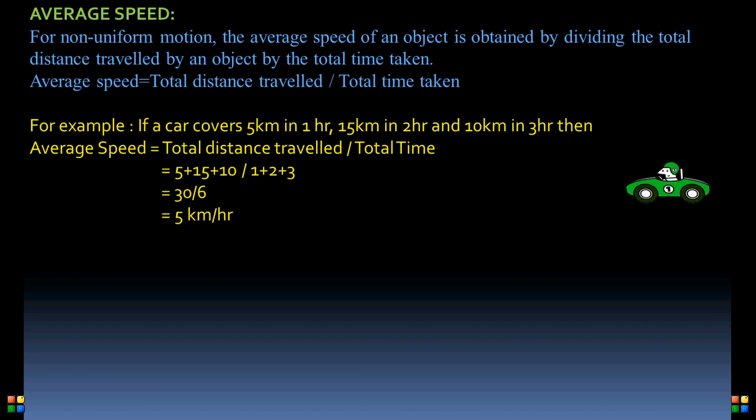For example, if a car covers 5 km in 1 hour, 15 km in 2 hours, and 10 km in 3 hours, then average speed equals total distance traveled divided by total time. First we add all the distances, 5 plus 15 plus 10 kilometers, that is equal to 30. Now divide by total time. So again we add all the times here: 1 hour plus 2 hours plus 3 hours, that is equal to 6. Now when we divide 30 by 6, we get 5. So 5 km per hour, that is the average speed of this car.